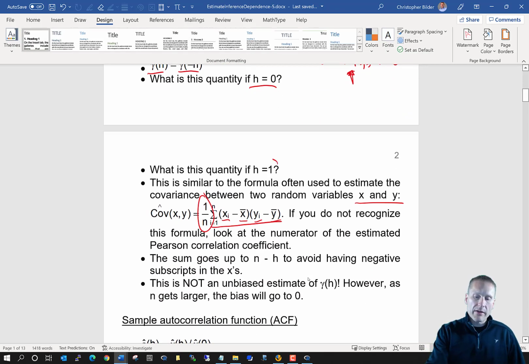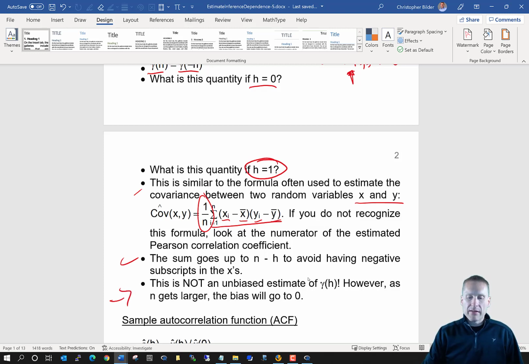Well, what is this quantity if h is equal to 1? Take a look at that yourself. What this is saying is that now we're looking at, let's say, x of 1 versus x of 2, x of 2 versus x of 3, and so on. So we're looking at a lag of 1. Okay, so we've talked about this, we've talked about that.